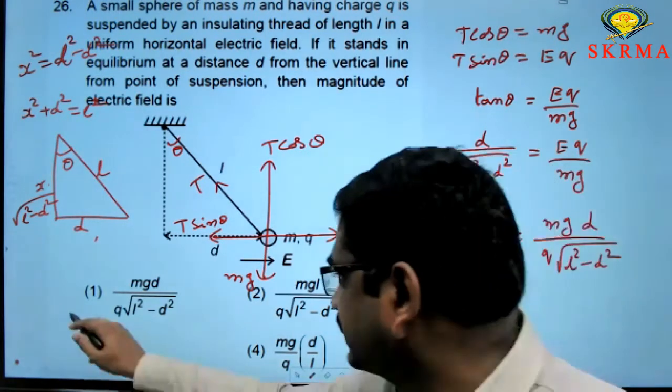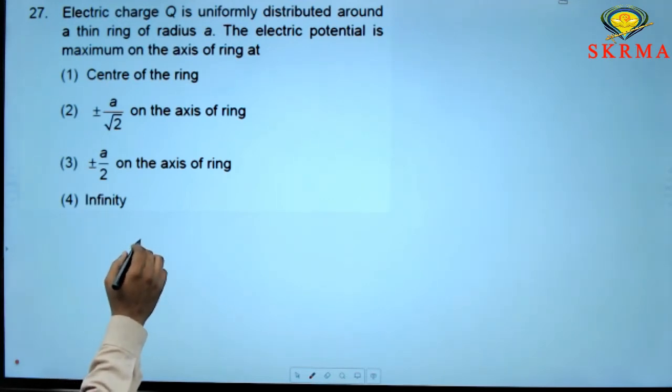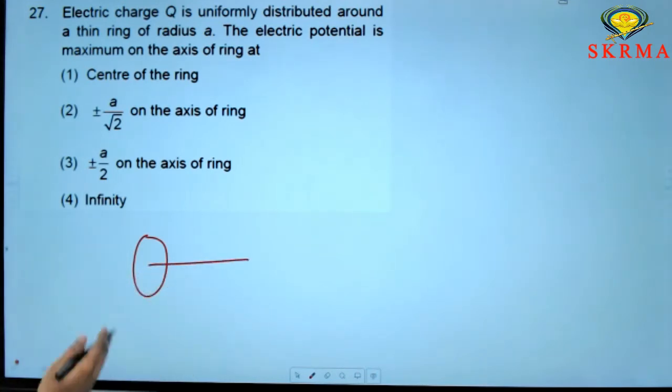So first option is the correct. Next one, electric charge Q is uniformly distributed around the charged ring of radius A. Electric potential is maximum on the axis of the ring. So like this, this is the axis of the ring. So where will it be maximum?